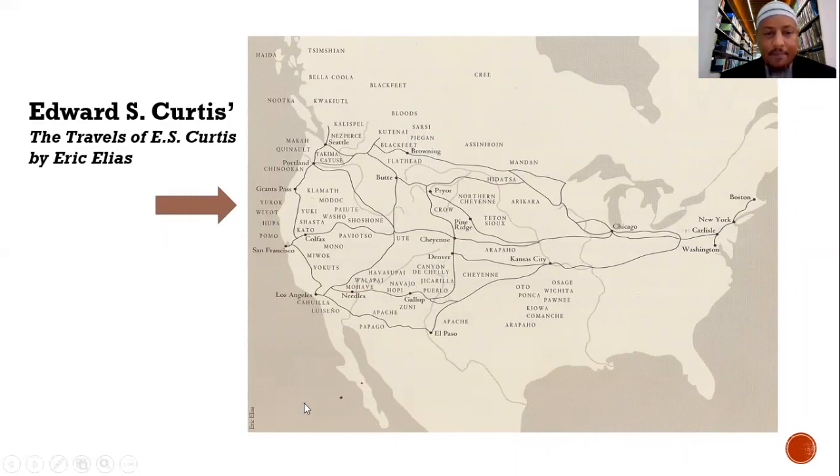Now, this is a map that was created by Eric Elias that detailed the travels of Curtis. He wanted to know as much about Native American people as possible, and during this time was the westward expansion. So he was going out, checking out lands, territories, and learning more about Native people.